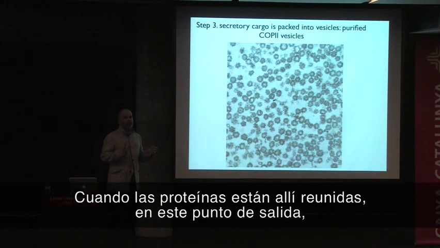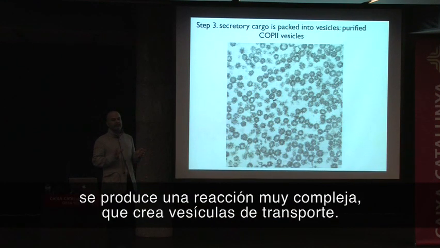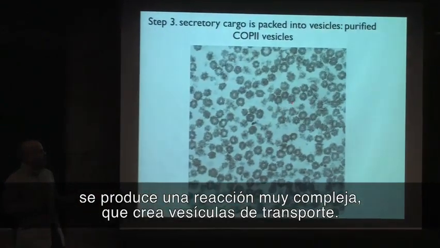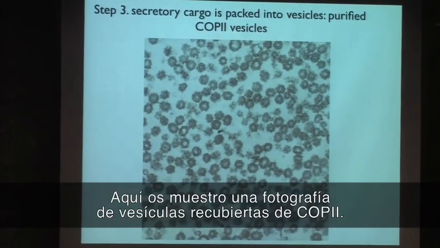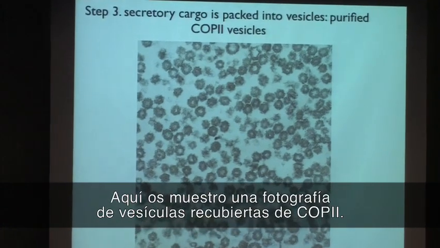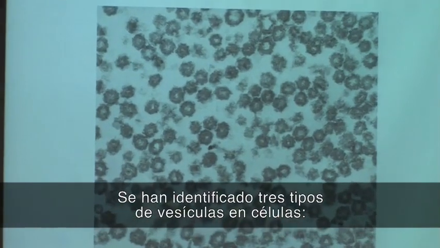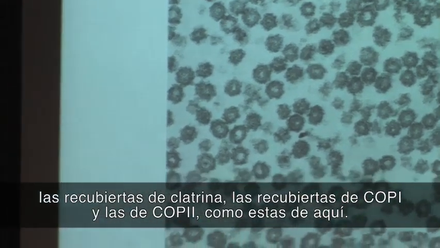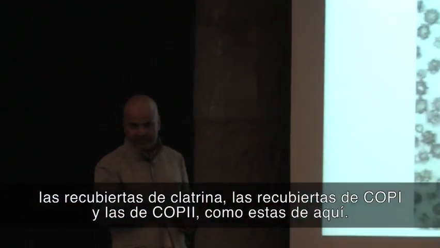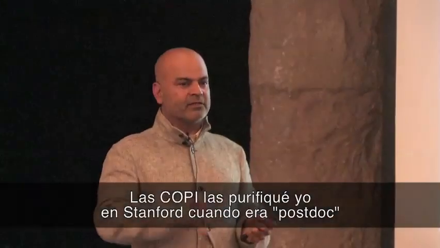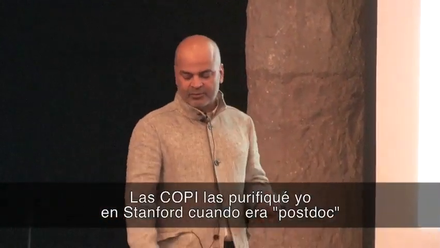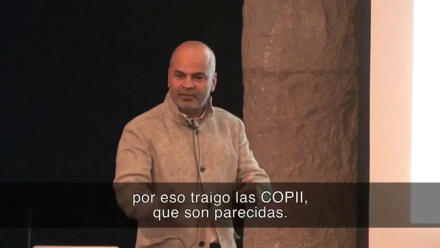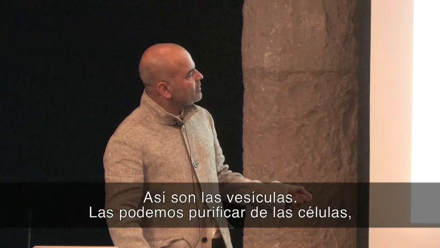Once the proteins have been collected into the ER exit site, there's a very complicated reaction which results in the formation of transport vesicles. And I'm showing you here a picture of COP2-coated vesicles. There are three kinds of vesicles that have been identified in cells: clathrin-coated vesicles, COP1-coated vesicles, and COP2-coated vesicles shown here. COP1 vesicles are vesicles that I had purified when I was a postdoc at Stanford. I couldn't find a decent picture, so I'm just showing you COP2-coated vesicles. They look the same. So this is what these vesicles look like.